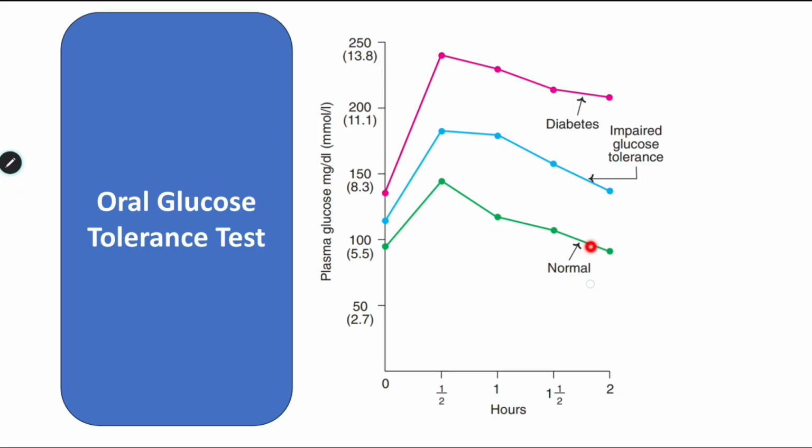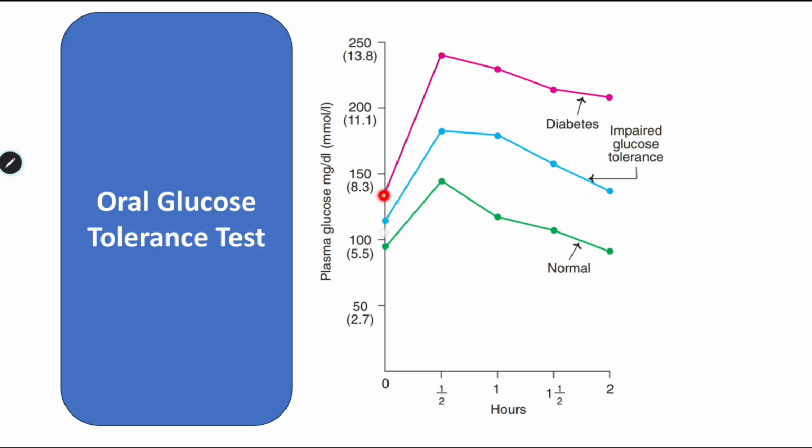But if it is impaired glucose tolerance or pre-diabetes, the fasting blood glucose itself will be higher than 100, and after 2 hours the glucose levels will not come back to normal levels, or they may not even come back to the original fasting level. It may still be higher than the fasting glucose.